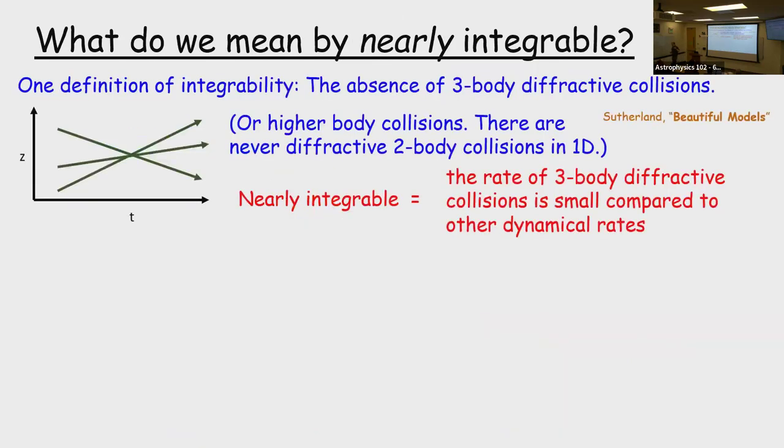So to talk about what nearly integrable means, there's one other way to look at what the definition is. So if you have three particles that collide, and this is position in space, and they collide at some point in space, then if you have an integrable system, the three momenta that they came into that collision with are the same as the three momenta that come out. That's true about three body, four body, any number of bodies. If you have a collision, they are non-diffractive, which is to say they don't change the momentum distribution. So what I mean by a nearly integrable system is something where the rate of these diffractive three-body collisions, the ones that characterize the non-integrable systems, is small compared to other timescales.